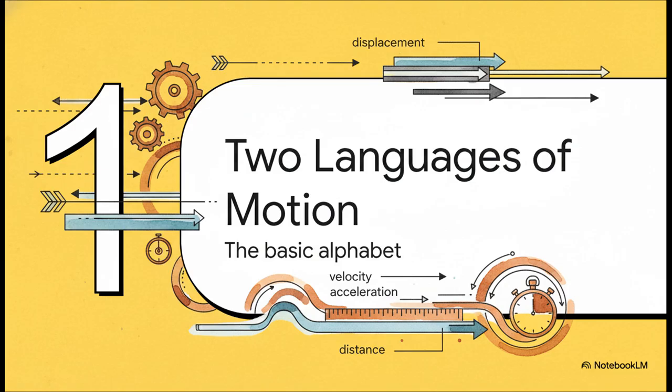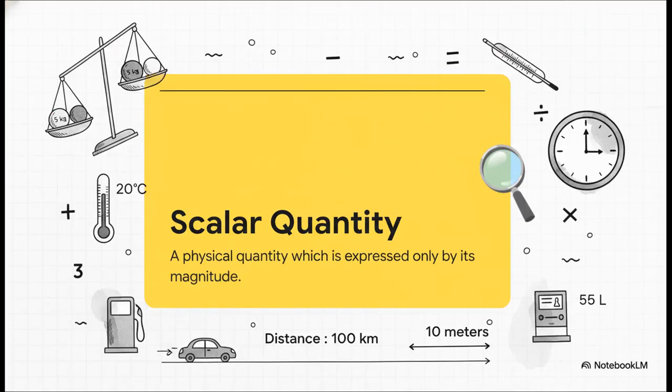So, to talk about motion in a way that makes sense, we first need to learn its basic alphabet. You'll see that pretty much every physical thing we can measure gets described in one of two ways. And understanding this difference, well, it's the foundation for everything else we're going to talk about. Okay, first up, we have what are called scalar quantities. The best way to think about these is that they're just simple, straightforward numbers. That's it. If I tell you an object has a mass of 5 kilograms, the story's over. You have all the information you need. The magnitude, the 5 kilograms, is the whole deal. You never ask, 5 kilograms in which direction, right? It just doesn't make sense.